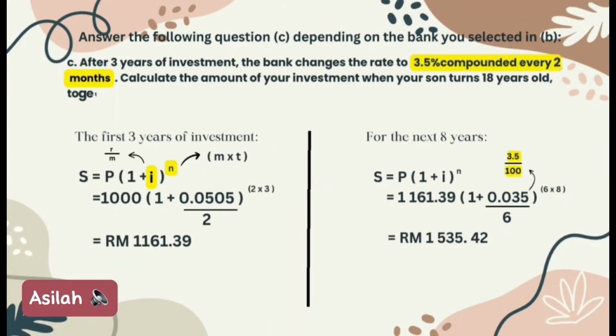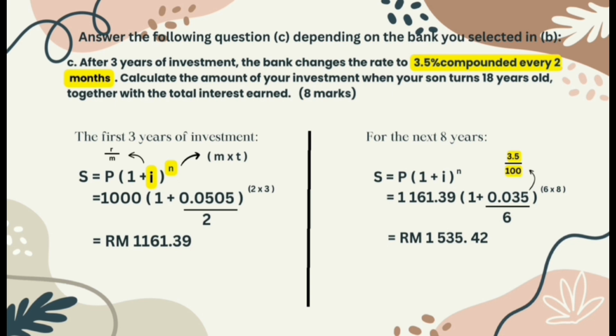Question C. After 3 years of investment, the bank changed the rate to 3.5% compounded every 2 months. Calculate the amount of your investment when your son turns 18 years old together with the total interest earned.